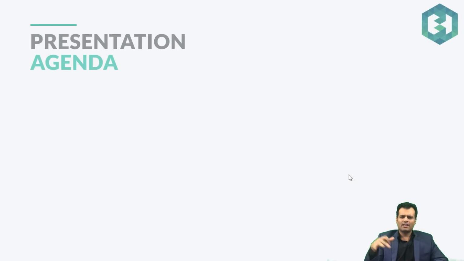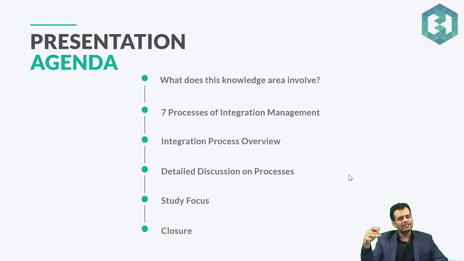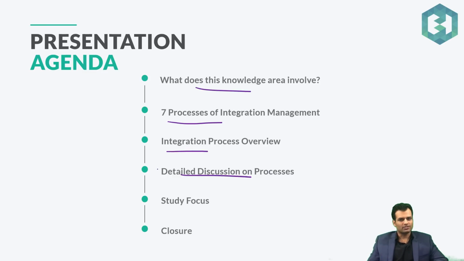Before we start, I want to give you a brief agenda about what we would cover, and then we would talk in much more detail about it. First, we will talk about what this knowledge area involves, at a very high level. Then we would go into the 7 processes of integration management. First we would start with the high level definition of those processes so that it gives you a brief idea about what they are. Once we have that brief idea, we would go into detailed discussions about those processes.